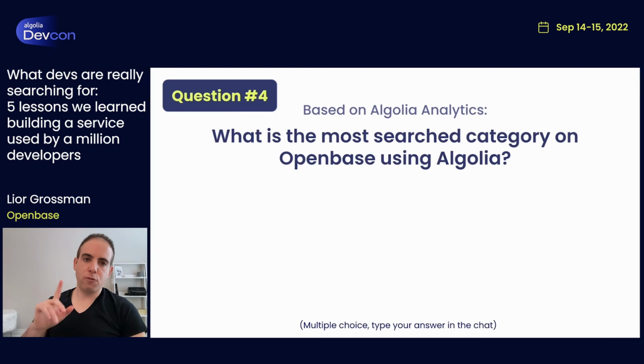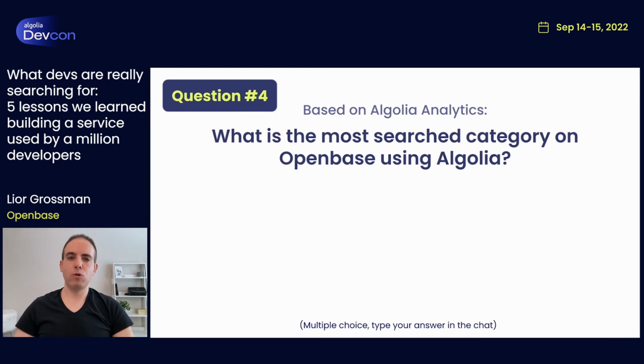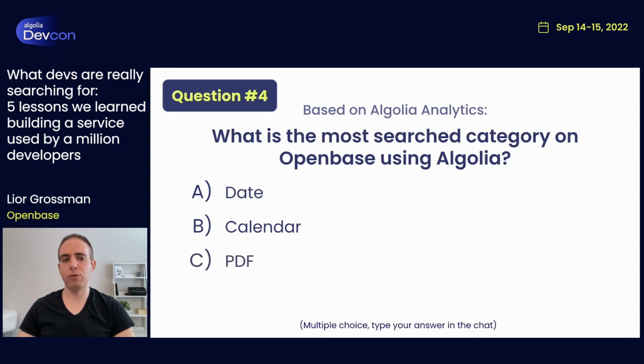And question number 4 for today is, what is the most searched category on Openbase using Algolia? So it's a multiple choice question. I want you to type your answers in the chat. Is it A, date, B, calendar libraries, C, PDF libraries, or D, carousel libraries? I'm going to give you a few more seconds, multiple choice. You can type your answer in the chat, and let's see what you come up with.